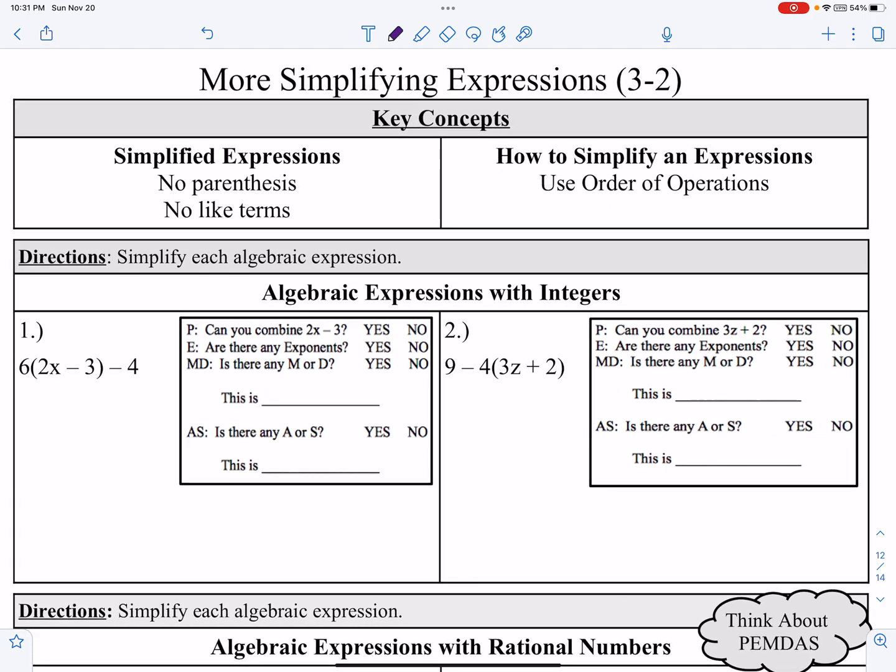So first of all, remember that simplifying expressions means that we're getting rid of the parentheses. We're doing this by distributing. And then we need to eliminate all like terms. Okay, and we're going to do this by combining like terms. And we can just use CLT for combining like terms when we're making that note.